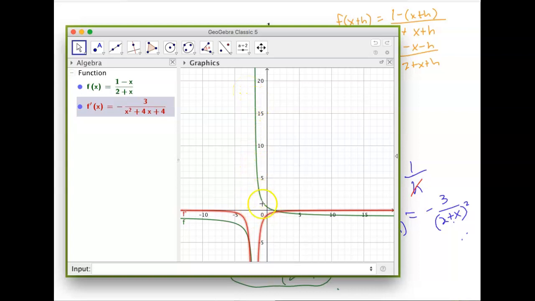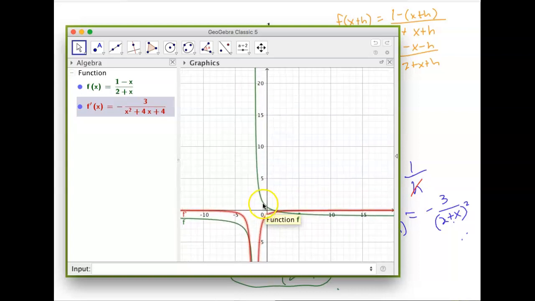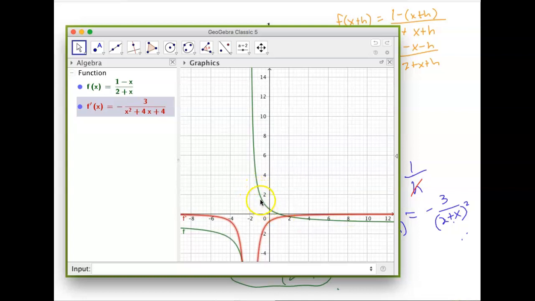You can see that all of these slopes are negative. If you look at the tangent slopes on this side, they're all negative, and the tangent slopes on this side are also all negative. So all of our y values on our derivative function are always negative.